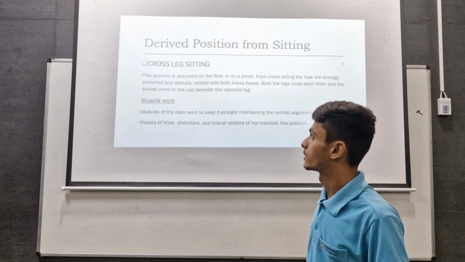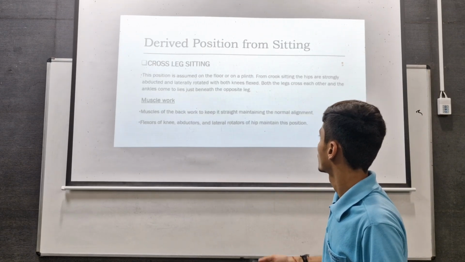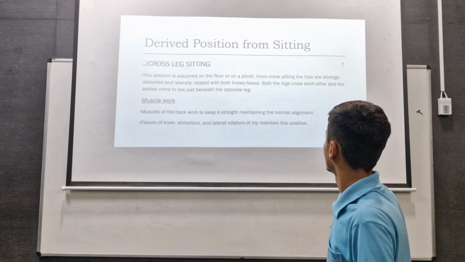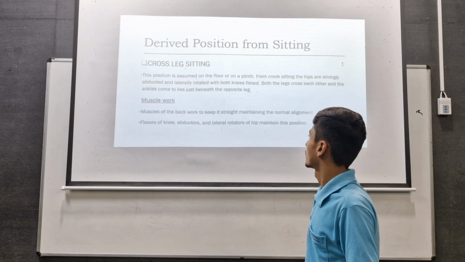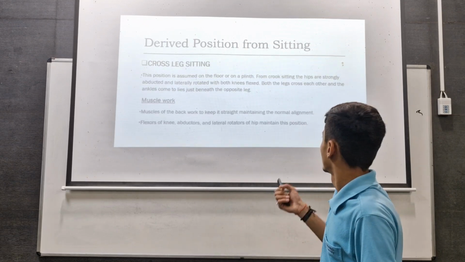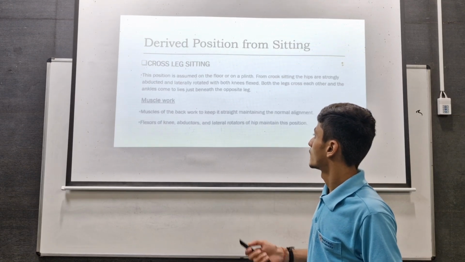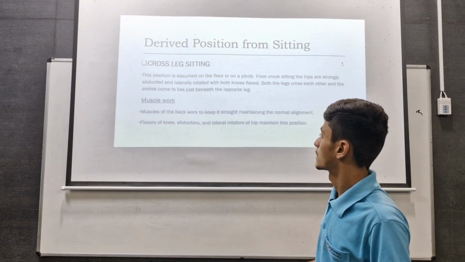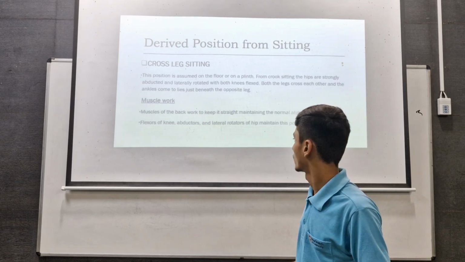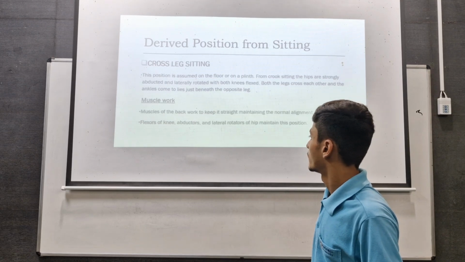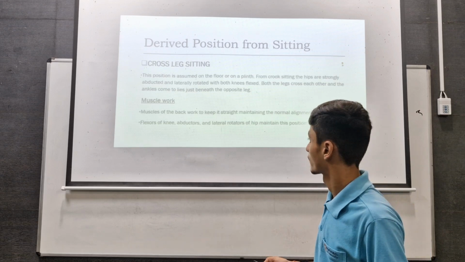Now cross leg sitting position. In this position, the patient is on the floor or on the plinth. From crook sitting, the hips are strongly abducted and laterally rotated with both knees flexed. Both legs are crossed over each other and ankles come to lie just beneath the opposite leg. Muscle work. Muscles of the back work to keep it straight and maintain its normal alignment. Flexion of the knee, abduction and lateral rotation of the hip maintain this position.